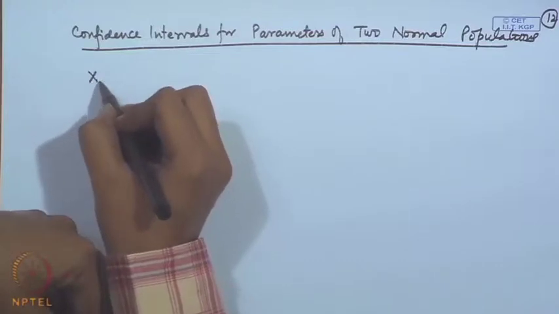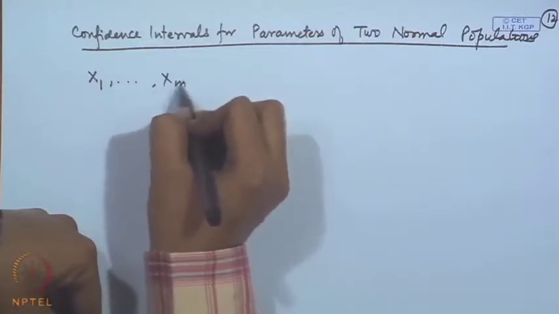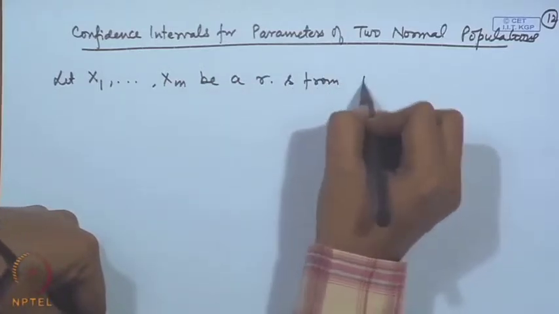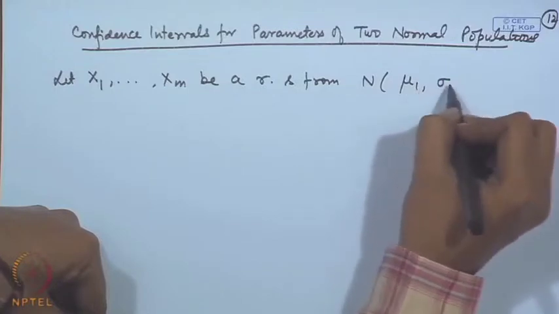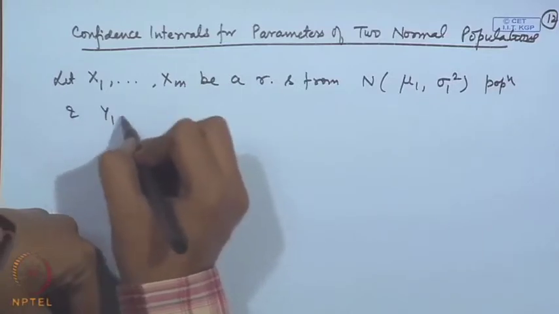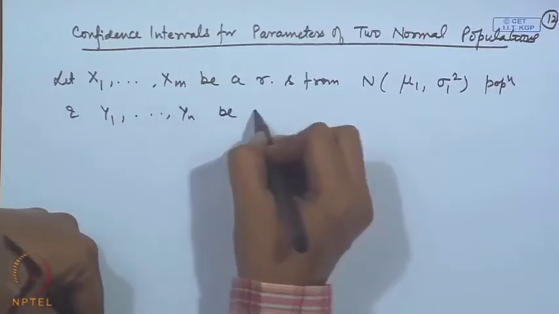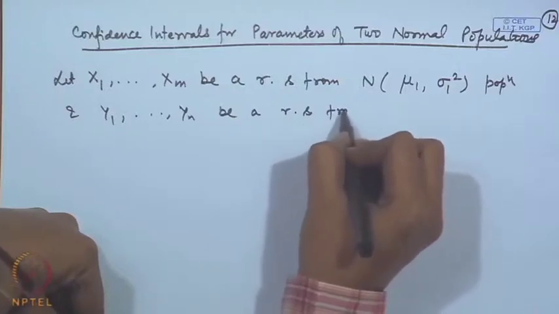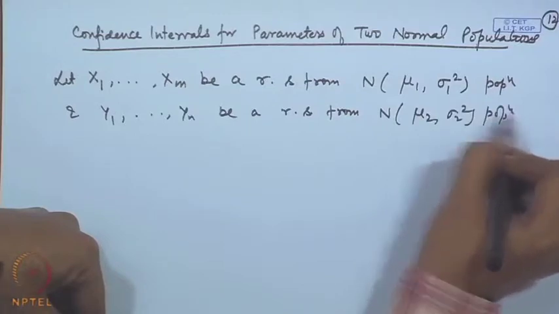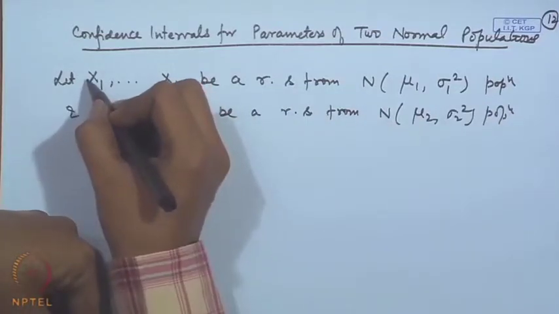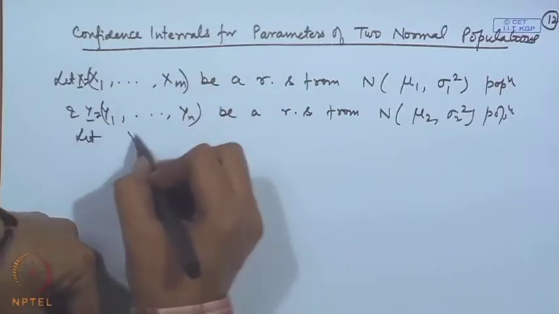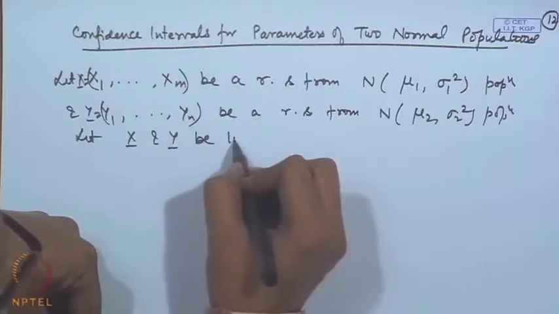Let us consider x1, x2, ..., xm to be a random sample from a normal(mu1, sigma1 square) population, and y1, y2, ..., yn be a random sample from a normal(mu2, sigma2 square) population, and assume that these two samples are independent. Let me call it the x sample and this is the y sample. Let x and y be independent.